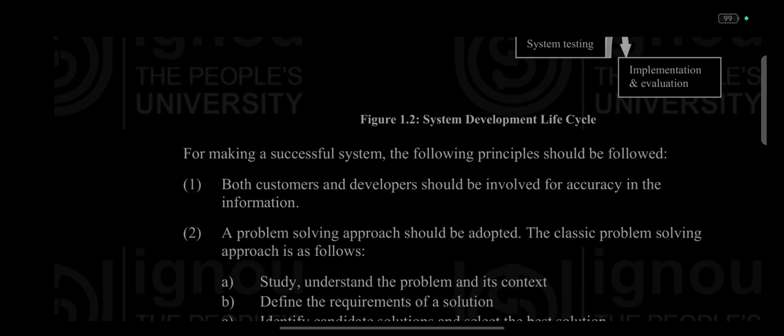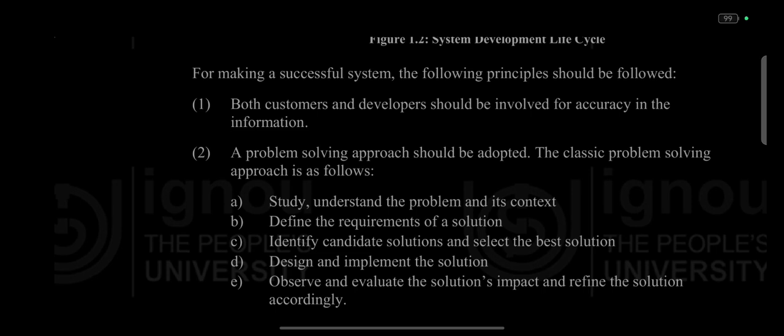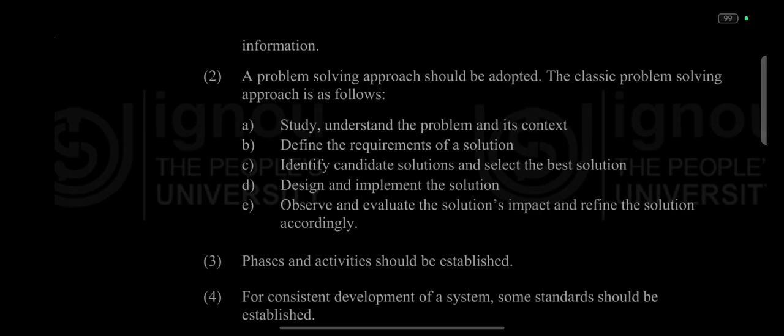For making a successful system, the following principles should be followed. Both customers and developers should be involved for accuracy in the information. A problem solving approach should be adopted. The classic problem solving approach is as follows: study and understand the problem and its context. Define the requirements of a solution, identify candidate solutions, and select the best solution. Design and implement the solution, observe and evaluate the solution's impact, and refine the solution accordingly.